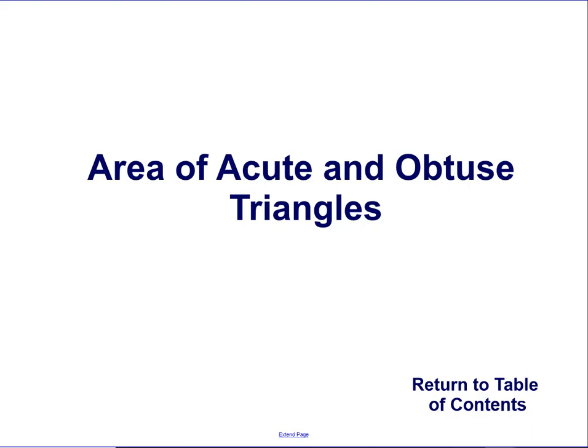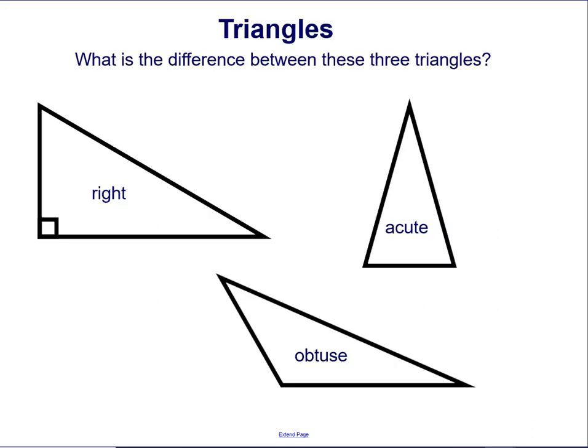Area of acute and obtuse triangles. What is the difference between these three triangles? Some of the things that you should notice are that only the right triangle has this 90-degree angle, or right angle here. Both the acute and the obtuse do not have a 90-degree right angle. A similarity is that they're triangles and all have three sides.